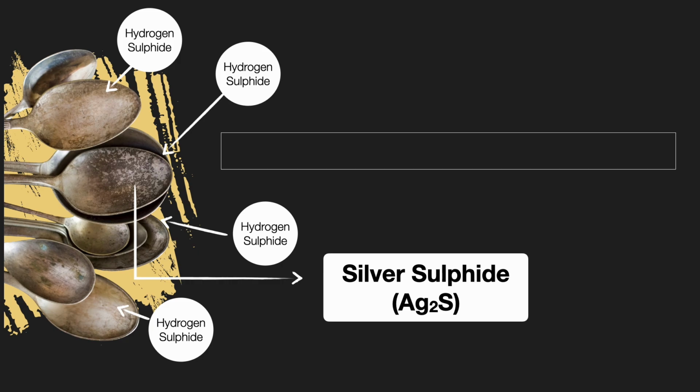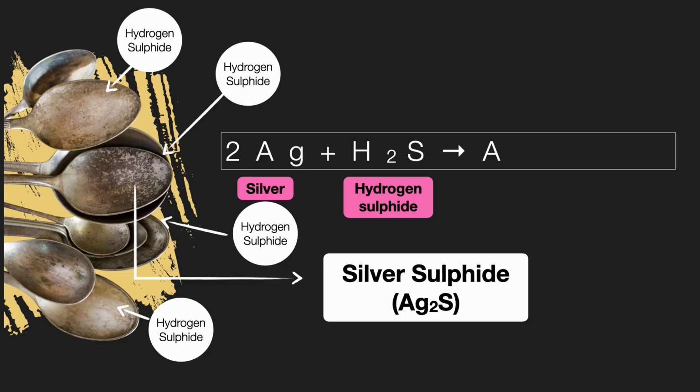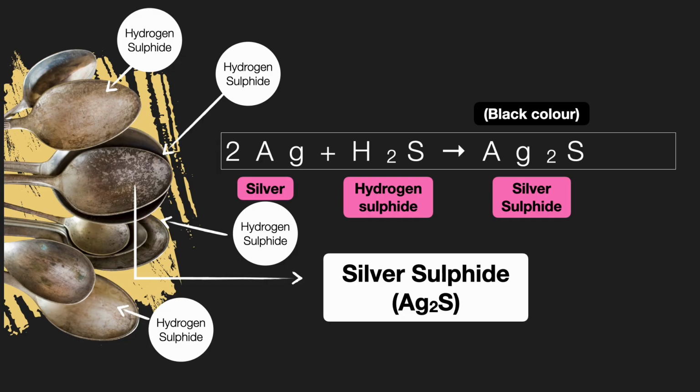Now let's look at the chemical reaction. What's happening here? 2Ag, silver, plus H2S, hydrogen sulfide, react to form Ag2S, silver sulfide, the black substance that you see there, plus H2, hydrogen. Right? So this is how corrosion takes place with silver articles.